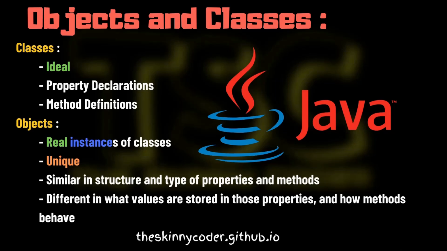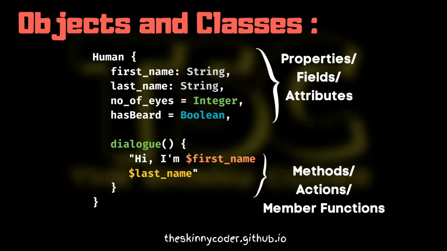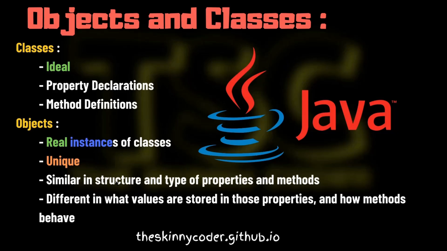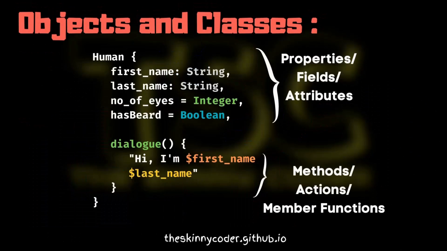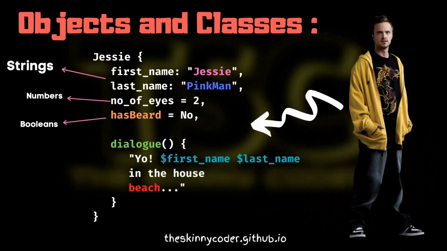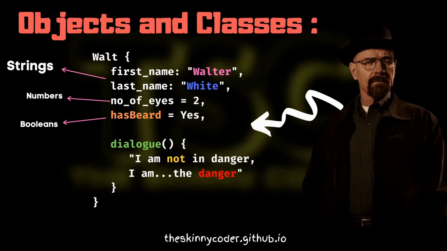Okay, so objects are unique, and they are similar in structure and type of properties and methods. What are the types of properties they are having? They are having a first name property. Every object of the Human class will have a first name property, a last name property, a number of eyes property, and a has beard attribute and all. Okay, and they can have a dialog method in them. So they'll have a similar structure and types of properties and methods. Only that is similar. But what are the values stored in those properties, and how methods behave due to those differences in those properties, is different. For example, you can see the same properties are being defined for Jesse and Walter over here, but the dialogues will differ and even the values stored in those properties differ.